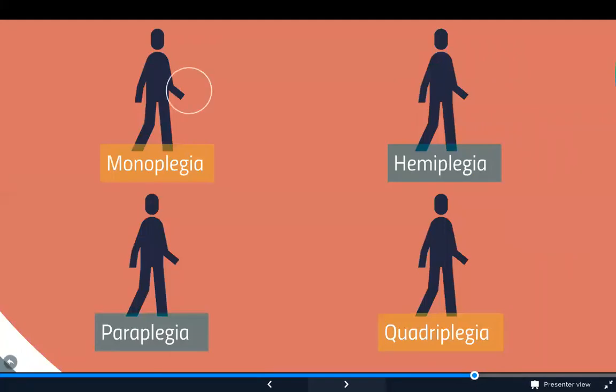So monoplegia means that just one limb is affected, and it doesn't have to be the arm, that was just the example that I chose. So it could be just the hand, just the foot. And so monoplegia means one, mono, one.